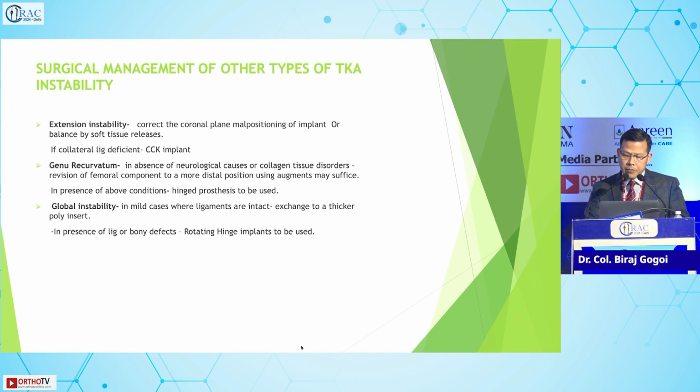In genu recurvatum, in absence of neurological cause or collagen tissue disorders, revision of femoral component to a more distal position using augments may suffice. In presence of above conditions like neurological or connective tissue disease, then hinge prosthesis to be used. In global instability, in mild cases where ligaments are intact, exchange to a thicker poly insert should work in some cases. However, in presence of ligament or bony defects, rotating hinge implants have to be used.